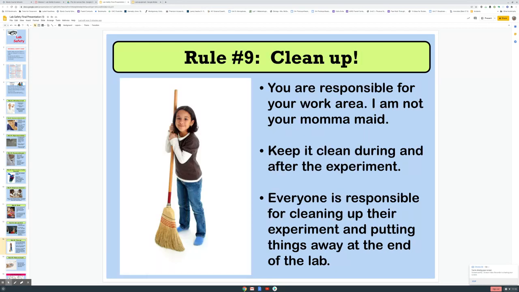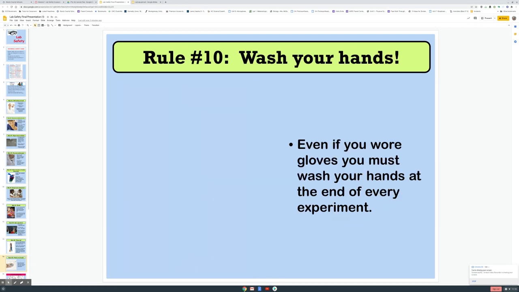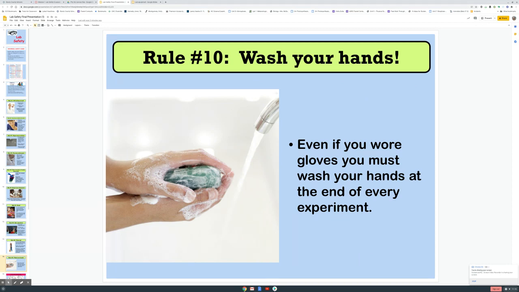And then at the end, we're always cleaning up. We're responsible for keeping your area clean so that the next group that comes in is able to do that. Always washing hands at the end.